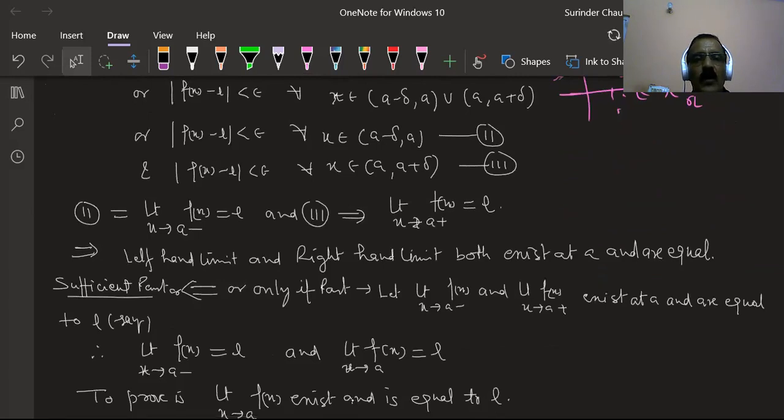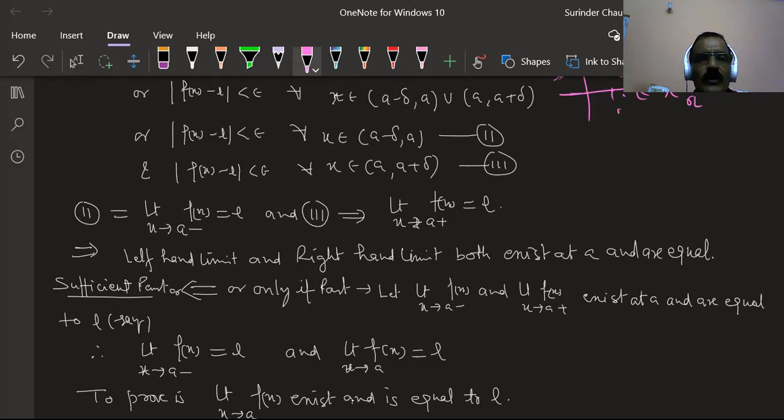Now, the reverse interpretation of this definition. We are interpreting the definition of limit in reverse order. Given epsilon greater than 0, however small, there is a delta such that modulus of f(x) minus L is less than epsilon for all x belonging to (a minus delta, a), and given epsilon greater than 0, however small, there is a positive delta such that modulus of f(x) minus L is less than epsilon for all x belonging to (a, a plus delta).